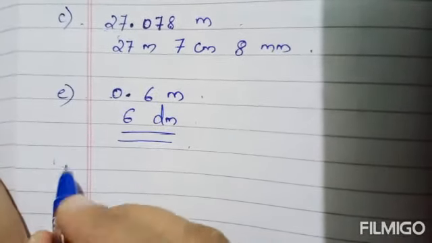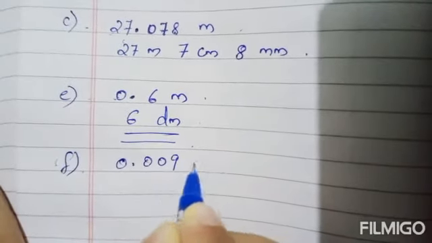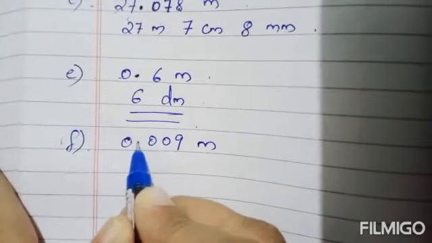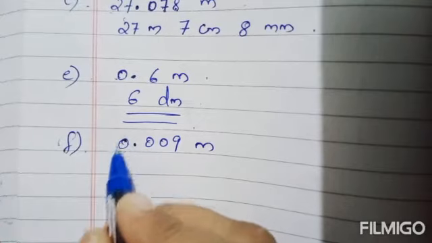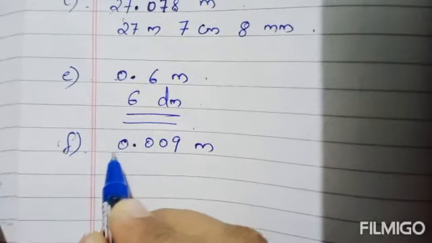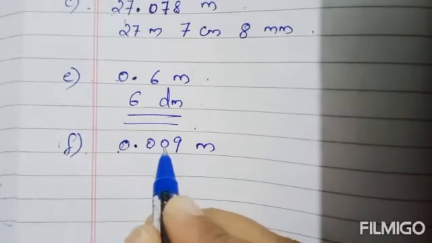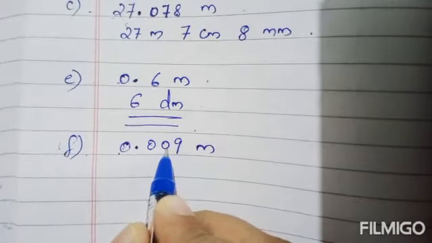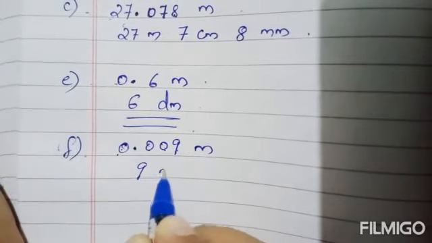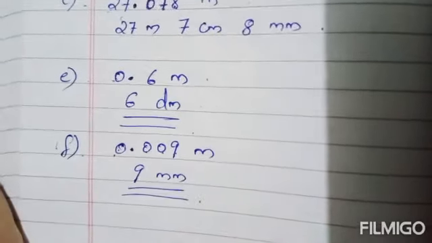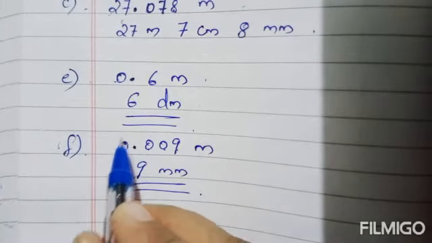Okay, similarly F, 0.009 meter. Before the decimal point, what number is coming? That is meter. So here it is 0. So 0 meter, 0 decimeter, 0 centimeter. But in the millimeter, or in the thousandth place, it is 9. So 9 millimeter.